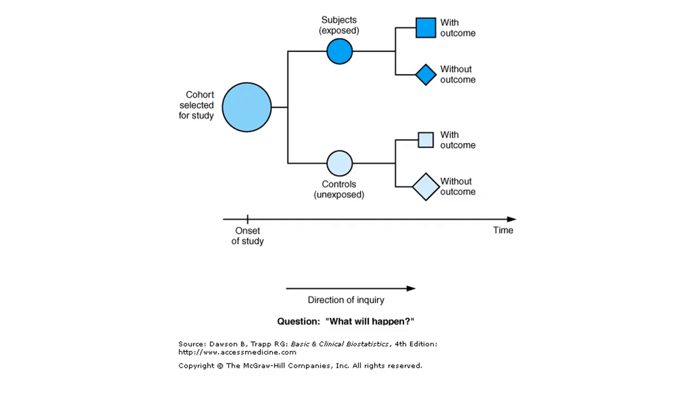And then we follow them to see whether anyone among the exposed develops the outcome of interest, and whether anyone among the unexposed does, that is, the incidence among the exposed and the incidence among the unexposed. Look at the directionality of time and the directionality of inquiry. They are going in the same direction. In a case control study, time was moving forward, but our direction of inquiry was going backward. But here, both time and inquiry have the same directionality.